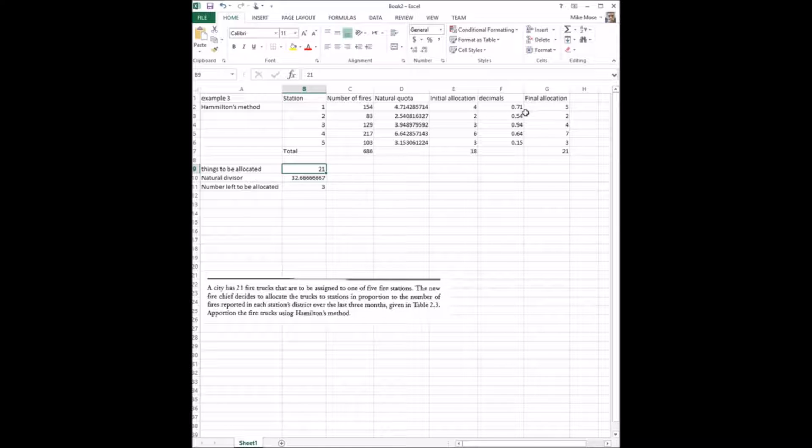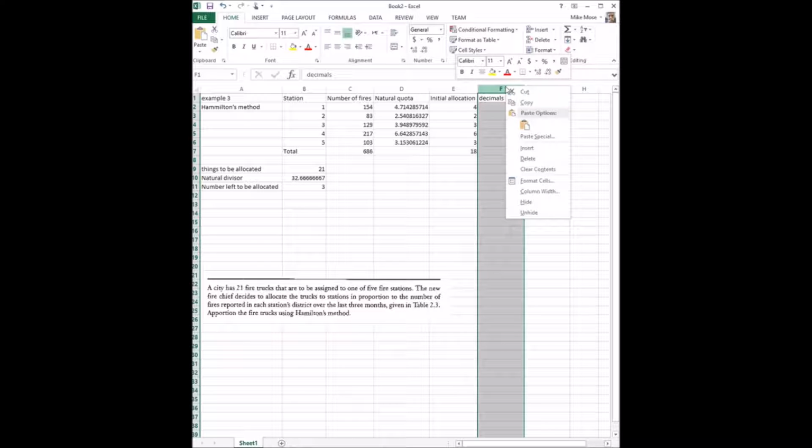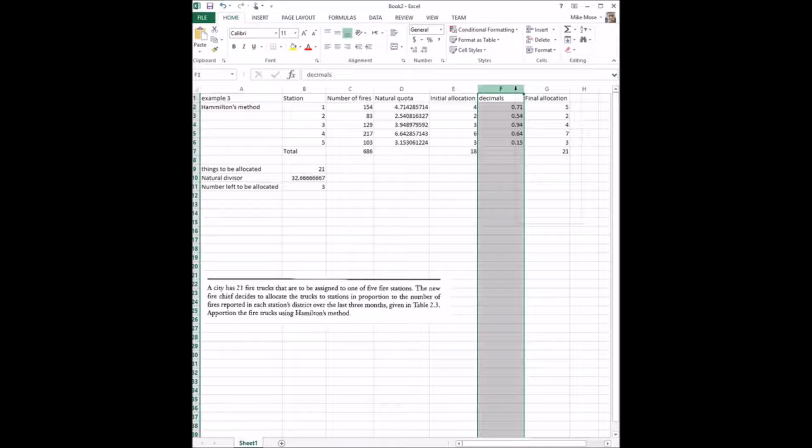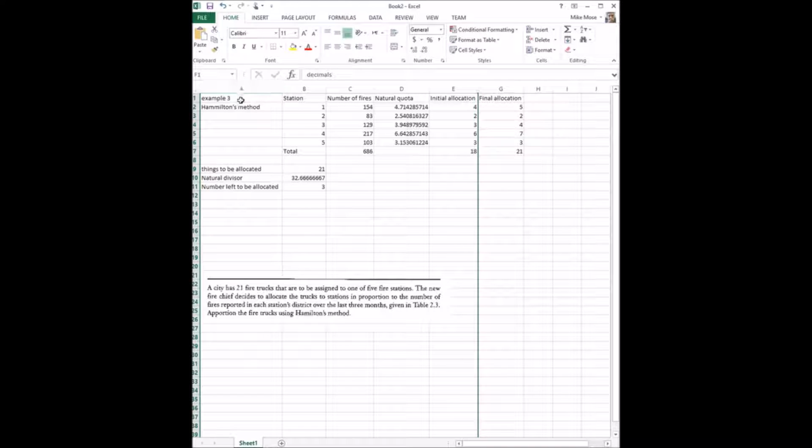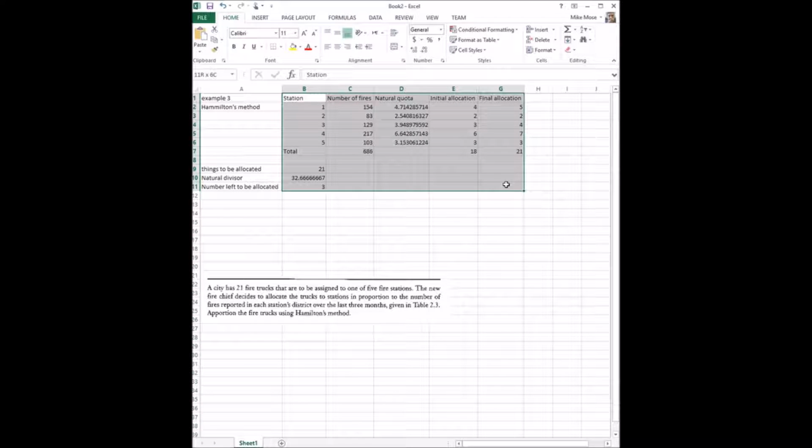In your textbook, they don't have a decimals column because they want you to look at it and be able to tell without needing to write it down. But the reason I put it here is because it makes it easier to show your work. If you were to write this on the exam, with the natural divisor and things like that, you're going to get it right and you're going to get a perfect score.